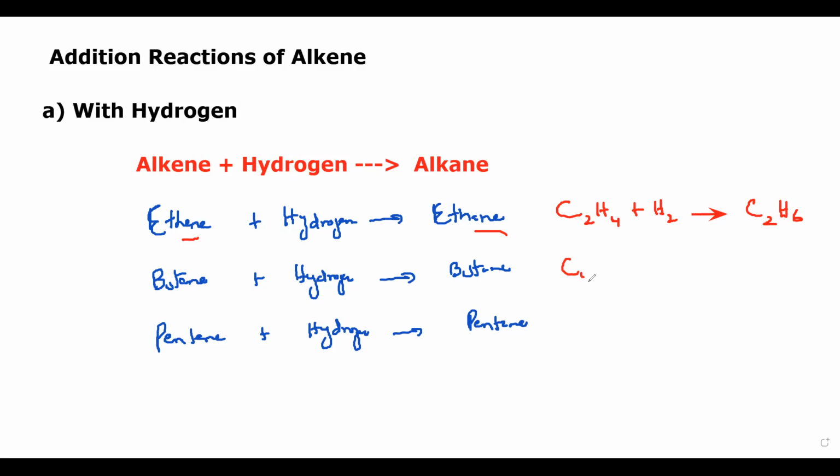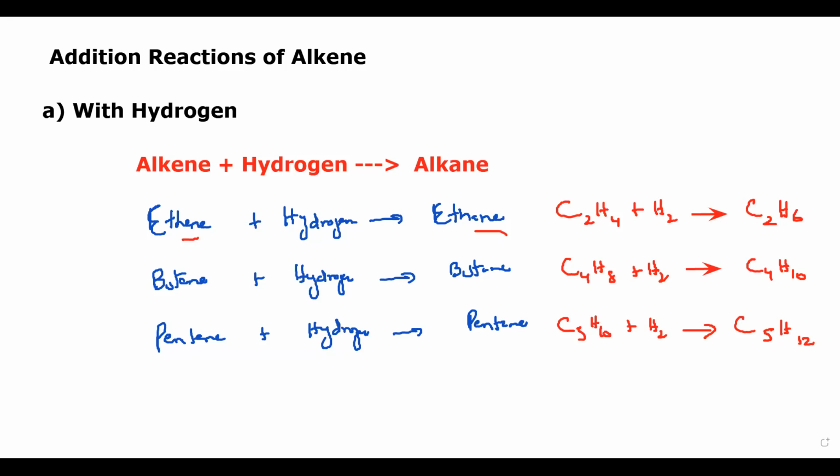Butene, but means 4 carbons, so C4H8 plus hydrogen, H2. What will be the product? C4H8 plus H2, when we add, will become C4H10. Same way, if it is pentene, pent means 5 carbons and 10 hydrogens. We add H2. What will be the result? It will become C5H12. So alkene plus hydrogen gives alkane, and the reaction is an addition reaction.